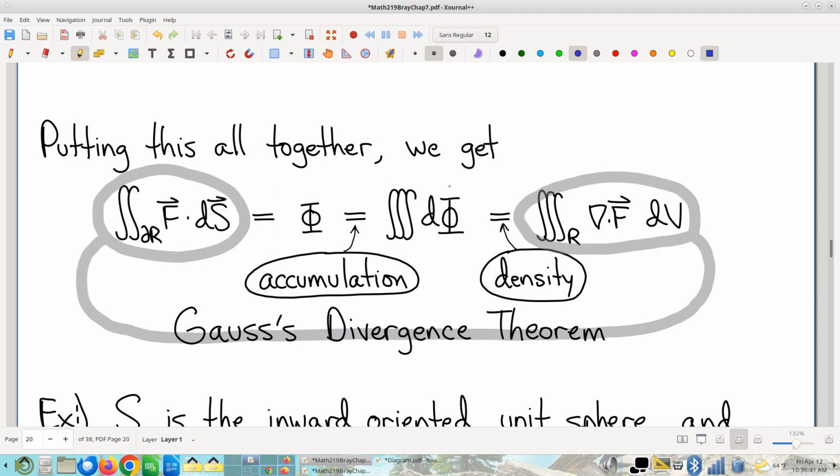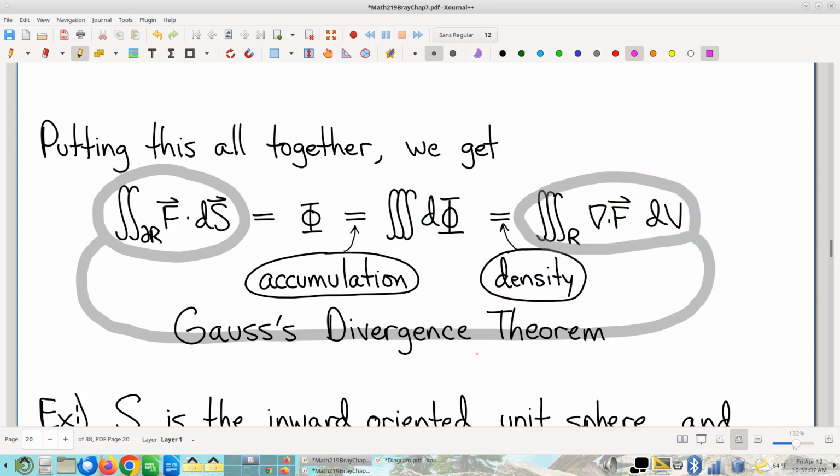And then lastly, that little bits of flux are computed by way of a density. And that density is divergence. So on each little piece, stuff is stuff per unit volume times volume. The stuff per unit volume is our density.